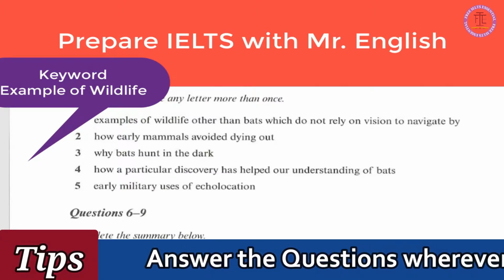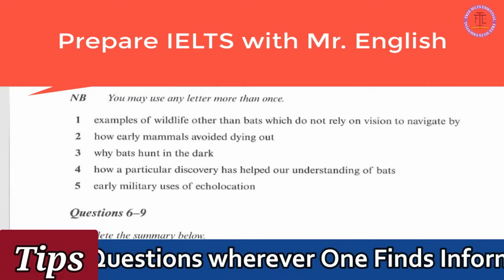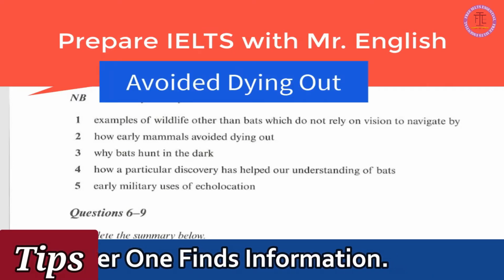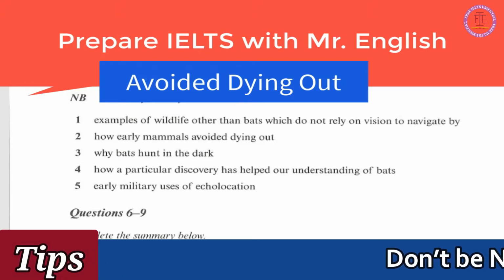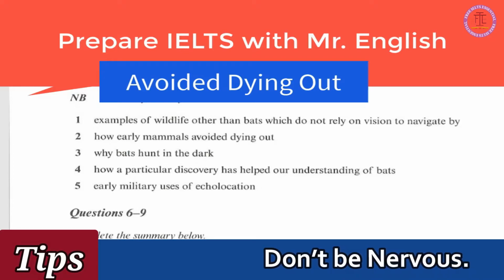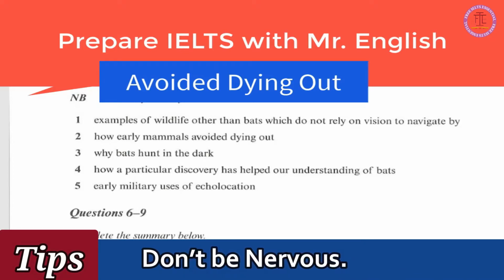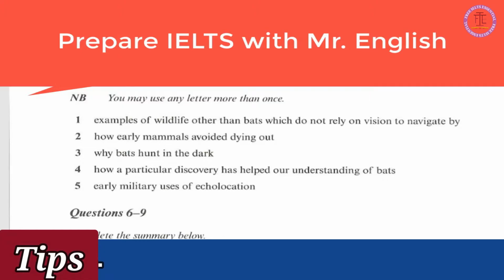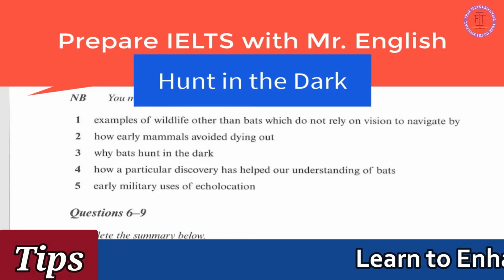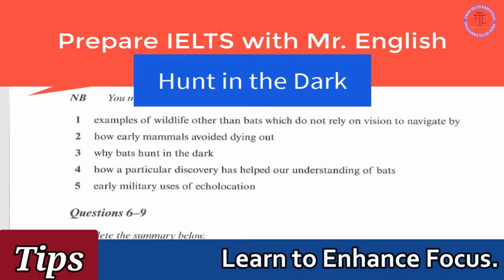Fine. The second one is how early mammals avoided dying out. So avoided dying out is important, and early mammals. We will find various such references given in the passage. Then the third one is why bats hunt in the dark. I mean there is some reason behind hunting in the dark. So the keyword is hunt in the dark.